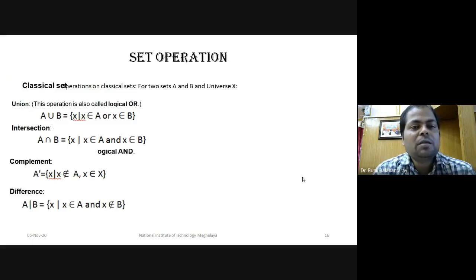Union: if there are two sets A and B, the union can be considered to be x such that x belongs to A or x belongs to B. Intersection, all of you know, A intersection B is equal to x such that x belongs to A and x belongs to B also. So this is an example of the logical AND operator. Complement, all of you know about complement: x doesn't belong to A, but x belongs to the universal set. Difference, all of you know. So these are the basic operations of classical set theory. I'm not going into much detail about this. All of you know it.